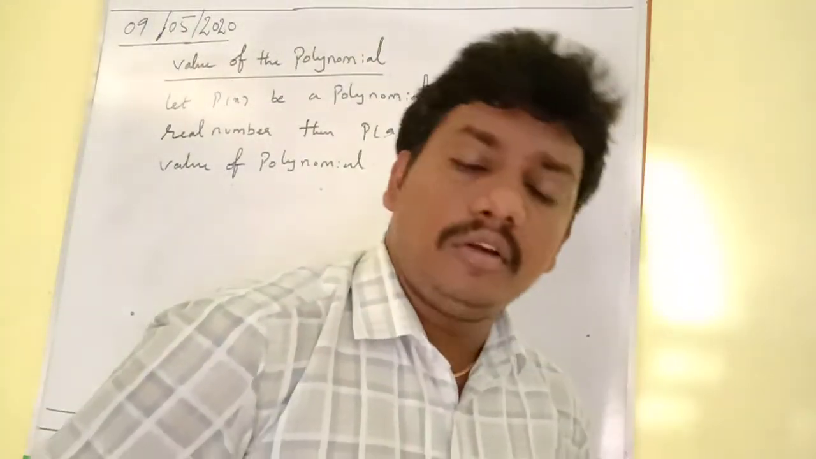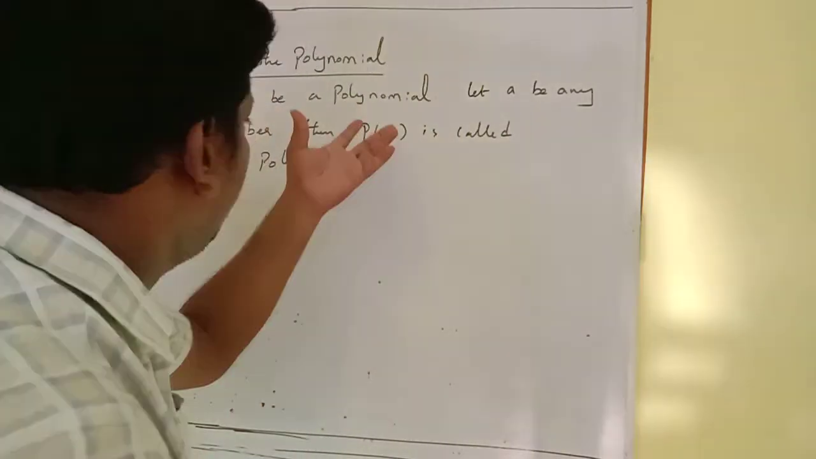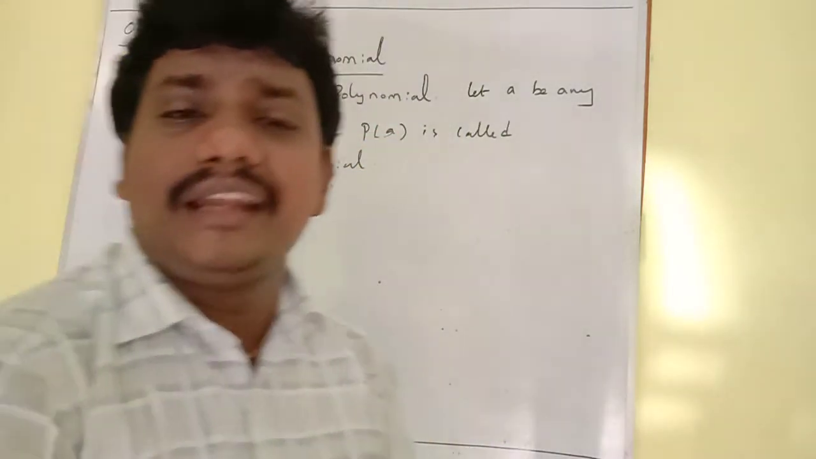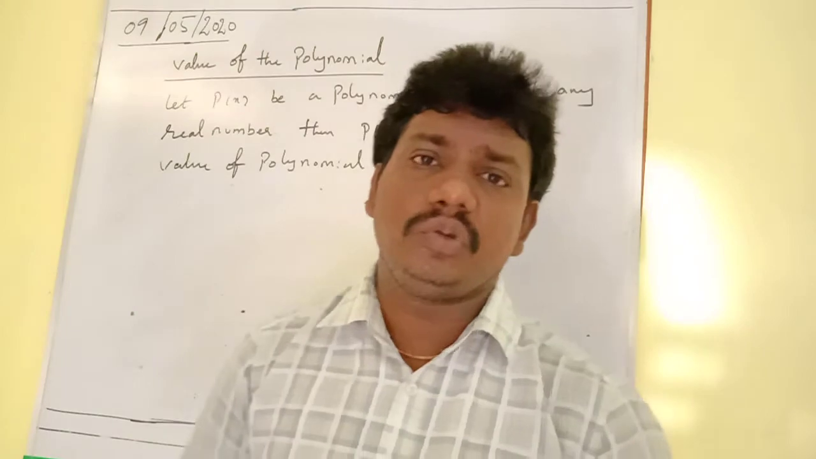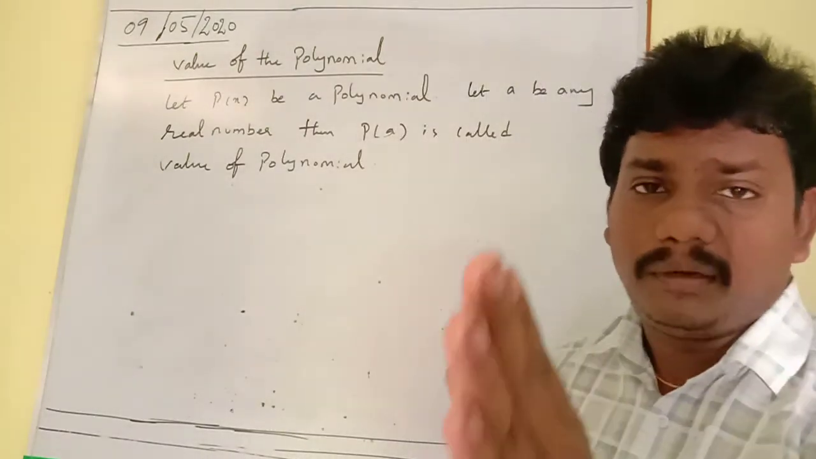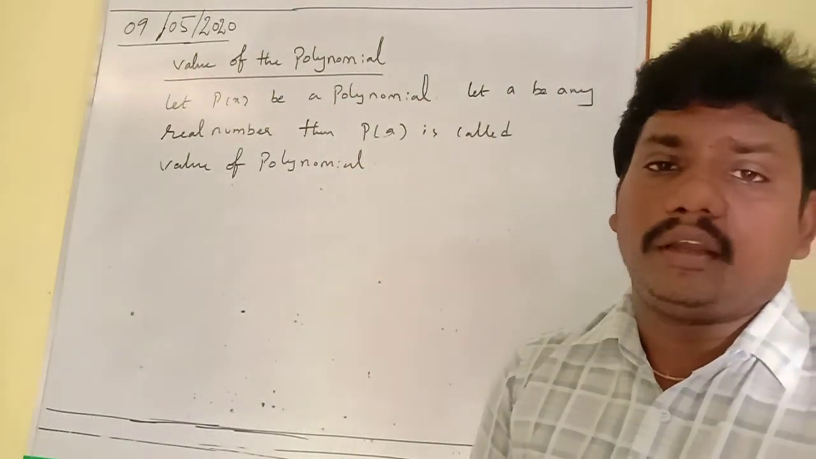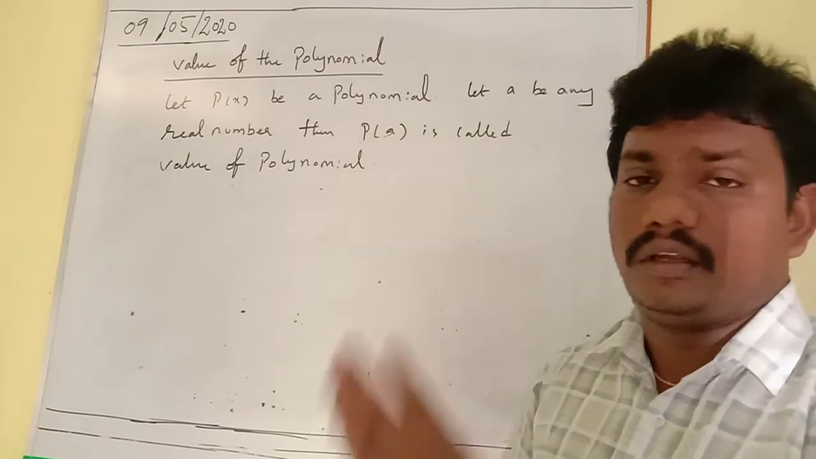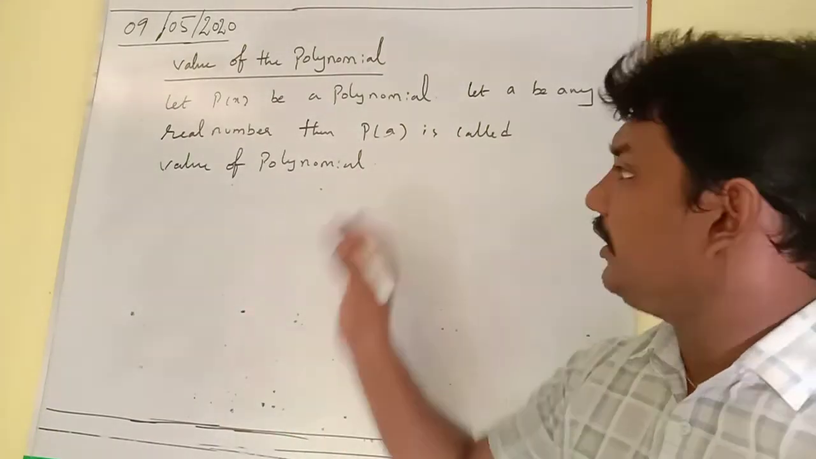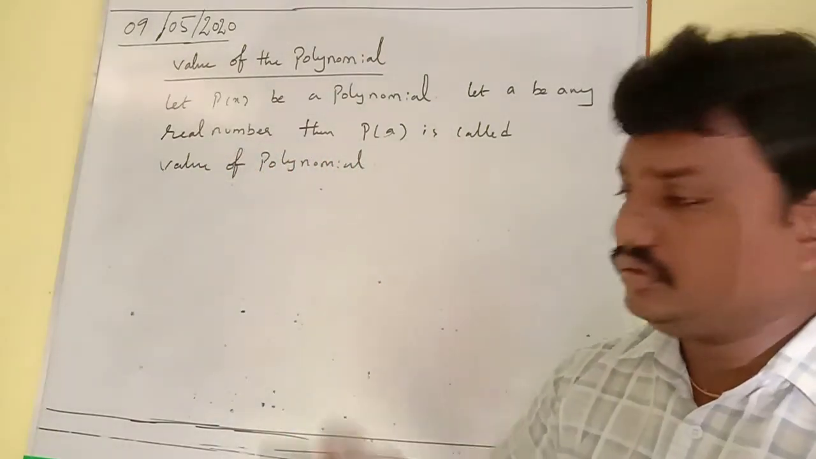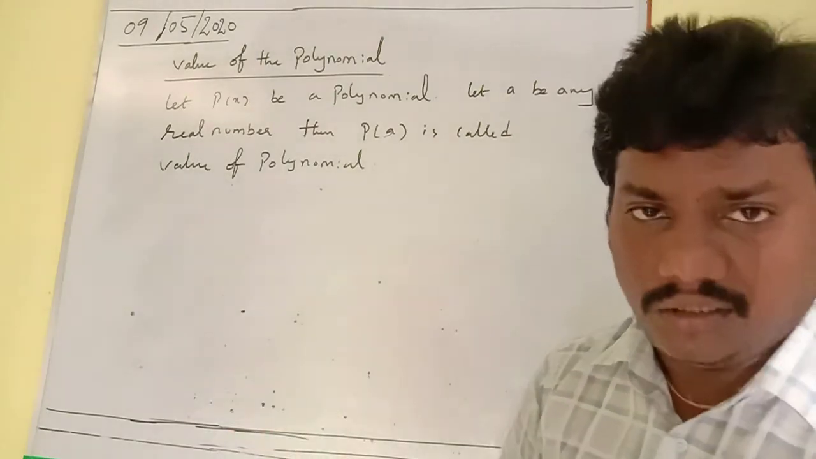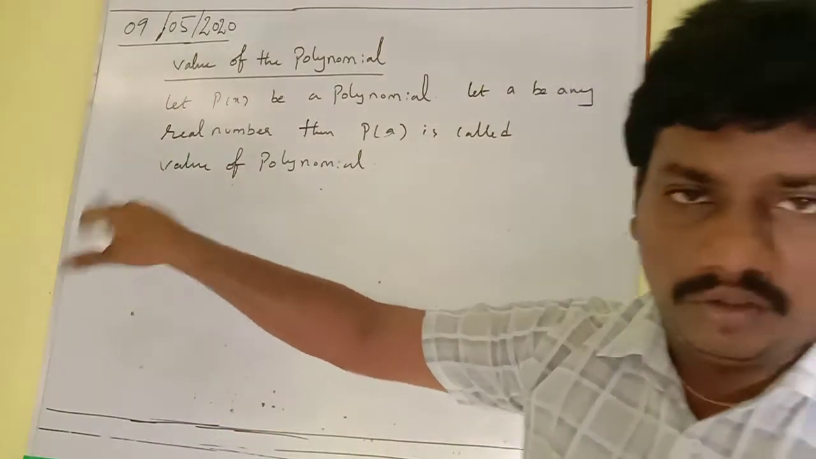Suppose, what is the value of a polynomial? What we have discussed here is, if you substitute any real number in the place of the variable of a given polynomial, then the value we get is nothing but the value of the polynomial.